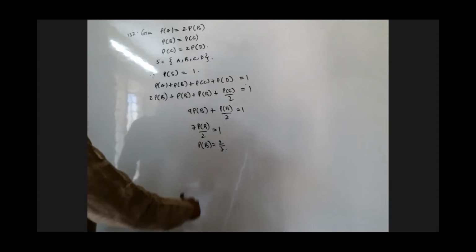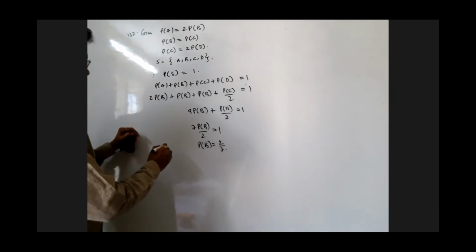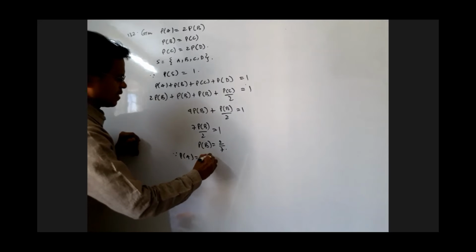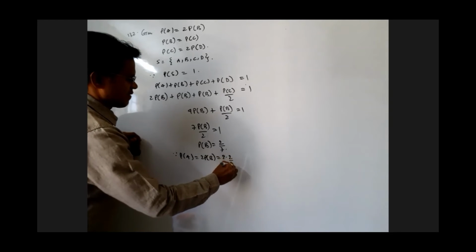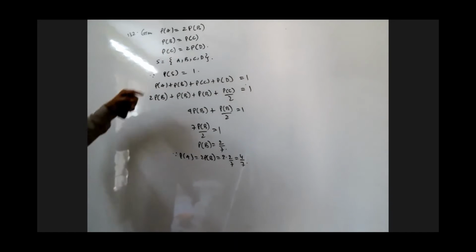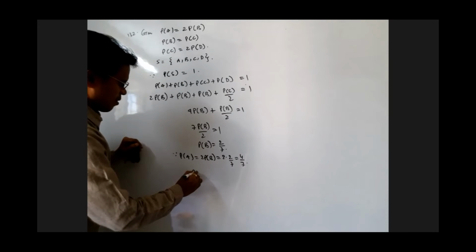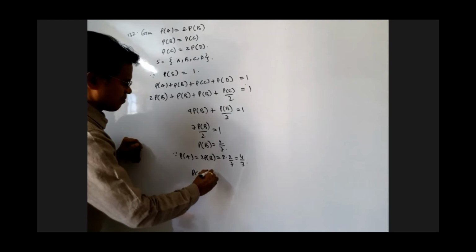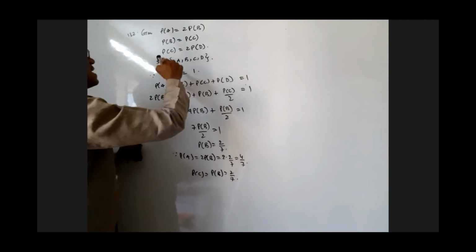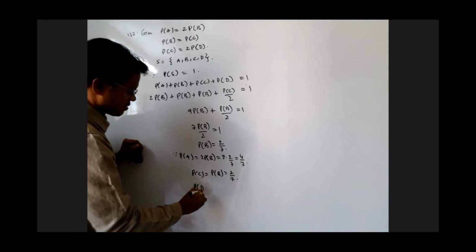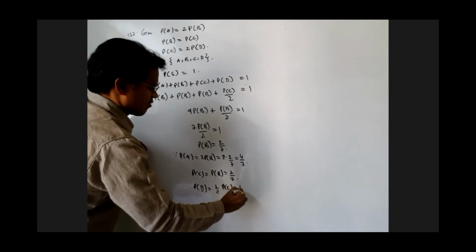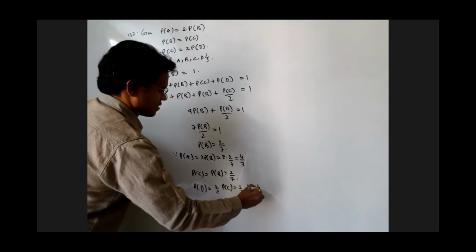Once the probability of B came, we can find the probability of A. Since the probability of A is equal to 2 times the probability of B, 2 into 2 by 7, that is 4 by 7. Next, what I want, my dear, is the probability of C. The probability of C is also the same as the probability of B, that is equal to 2 by 7. Now, the probability of D is half of the probability of C. That is half into 2 by 7, that is 1 by 7.